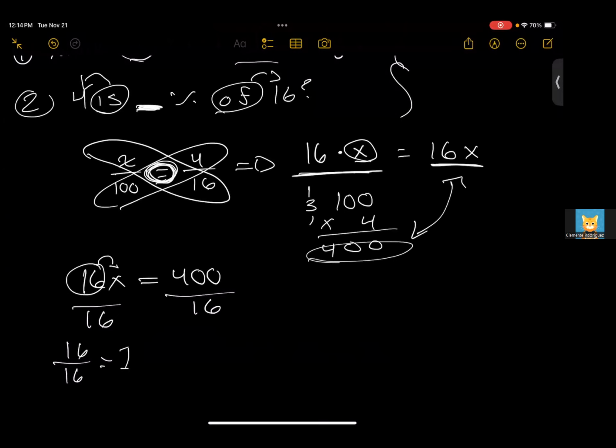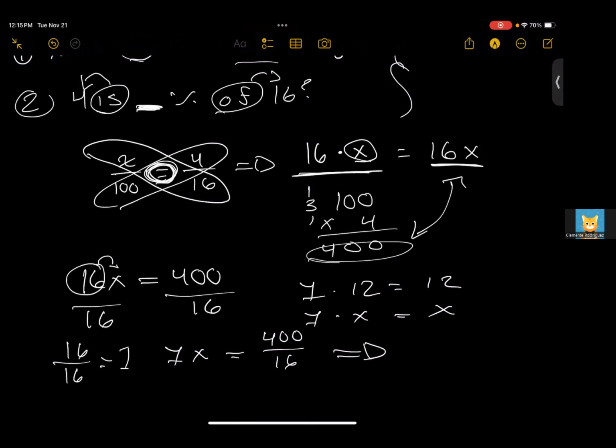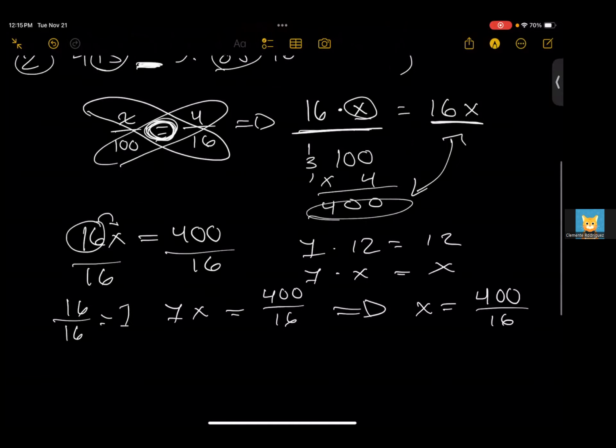And 1 times anything will be the number that it's multiplying with. For example, 1 times 12 equals 12. Therefore, 1 times x will equal x. So when I have 1x equals 400 divided by 16, I technically have x equals 400 divided by 16.